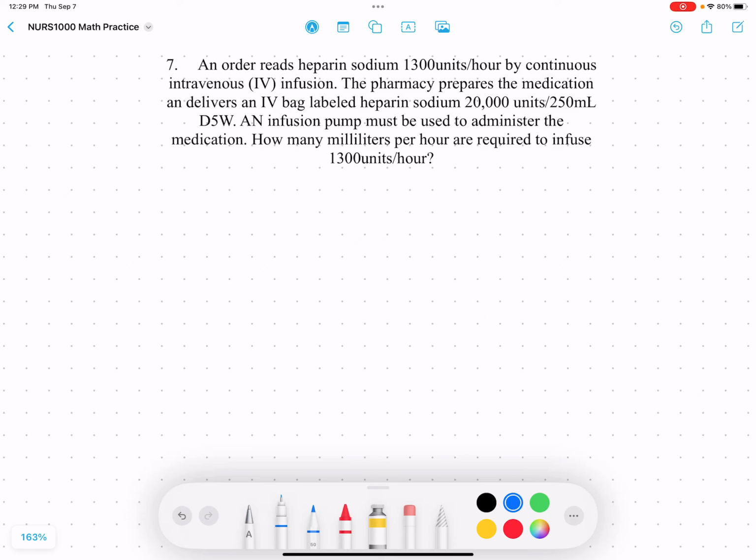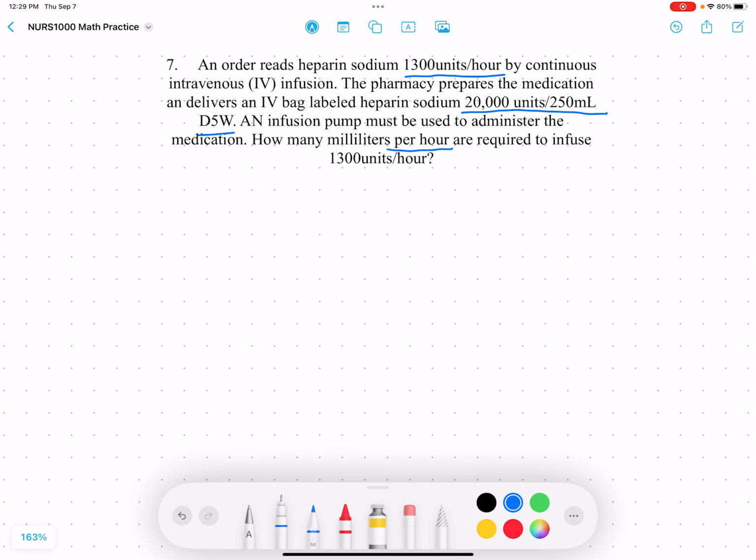And now we're going to step up the complication a little bit. An order reads heparin sodium 1,300 units per hour by continuous IV infusion. The pharmacy prepares the medication, delivers an IV bag labeled heparin sodium 20,000 units per 250 mils D5W. An infusion pump must be used to administer the medication, of course. How many mils per hour are required to infuse 1,300 units per hour?